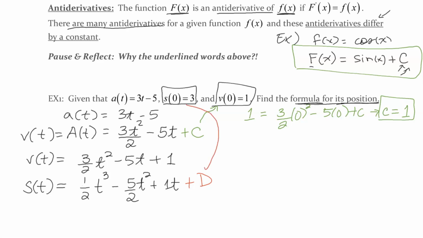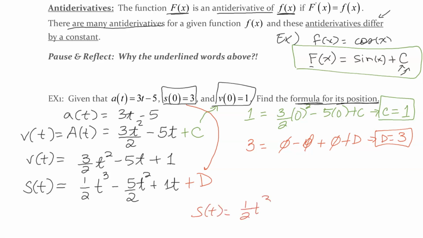Using this information here. That information said when t is 0, s of t is 3. So I will have 3 equal to, and when I plug 0 in for t, I'll have 0 minus 0 plus 0 plus d. So d is 3. Okay, so our final answer is s of t is equal to 1/2 t to the third minus 5/2 t squared plus t plus 3.